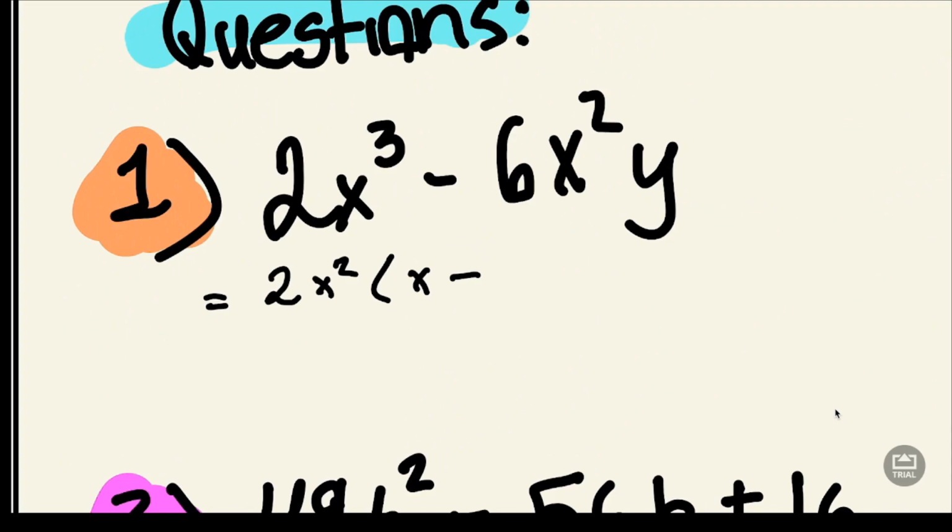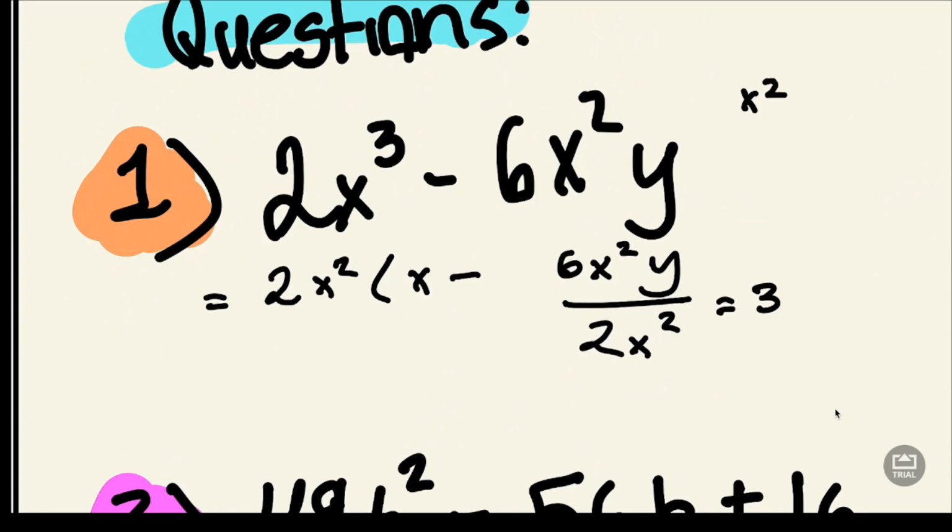And then we do the same thing with the second term. Again, you can do this mentally, but for your guys' sake, it's easy for me to write out to show you. 6x squared y divided by 2x squared. Now, what is 6 divided by 2? 6 divided by 2 is 3. Again, we look at the variables now, x squared over x squared. That's like saying x to the power of 2 minus 2, because you have to subtract the exponents.